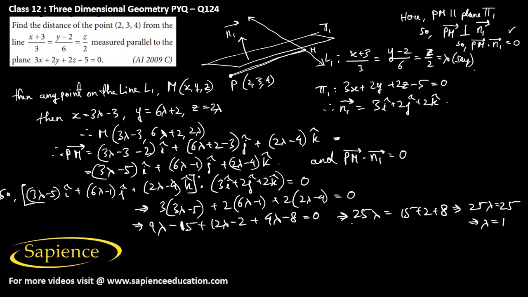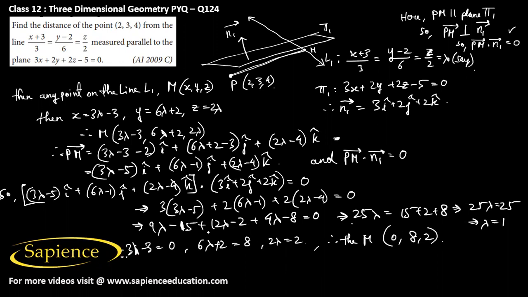So if we put lambda equal to 1, then 3 lambda minus 3 will be equal to 0. And 6 lambda plus 2 will be equal to 6 plus 2, which is 8. And 2 lambda will be equal to 2. So therefore, the coordinates of the point M on the line will be obviously (0, 8, 2).